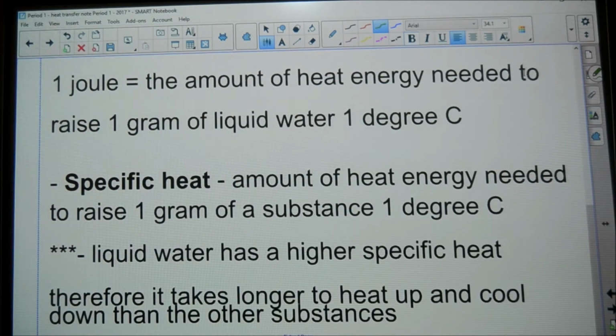Specific heat is the amount of heat energy, measured in joules, needed to raise 1 gram of a substance, any substance, 1 degree Celsius. Liquid water has the highest specific heat. If you're looking at your reference table, page 1, you will notice that water has the highest specific heat. So therefore, it takes longer to heat up and cool down than any of the other substances. The higher the specific heat, the more energy needed to raise and lower it.